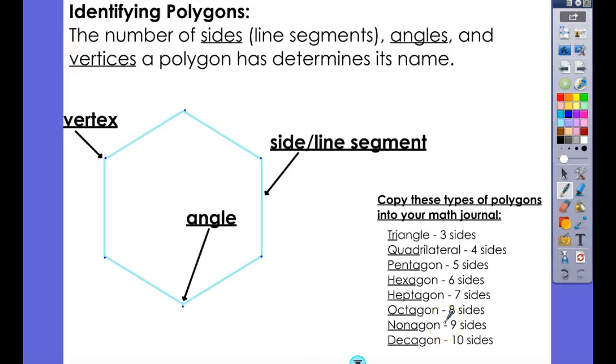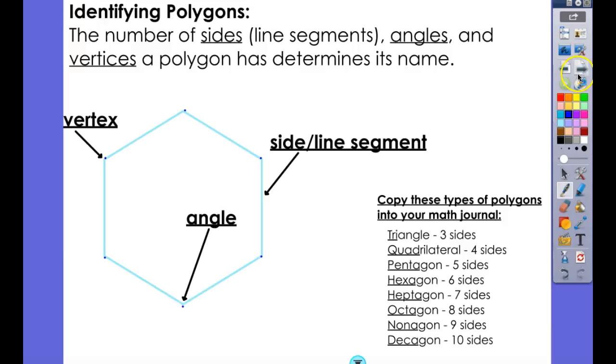I want you to pause the video again, and I want you to copy down the types of polygons that we'll be working with into your math journal. Okay, so hopefully you have copied the different types of polygons into your math journal, and that will be a very good reference for you coming up.